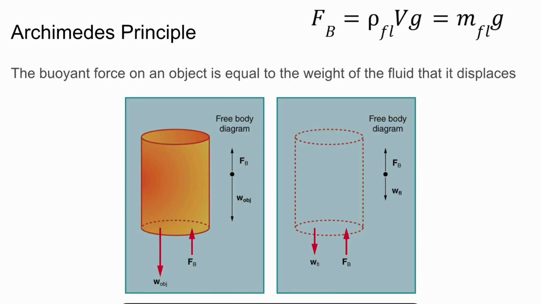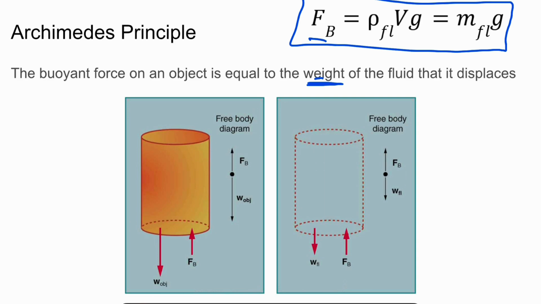So Archimedes' principle is exactly what we just derived, which is that the buoyant force acting on an object is equal to the weight of the fluid that is displaced by that object. So again, this is the weight of the fluid, not necessarily the weight of that object. And we can capture it with this equation up here, what we just derived, which is that our buoyant force equals the density of the fluid times V times g, or the mass of the fluid being displaced times g.